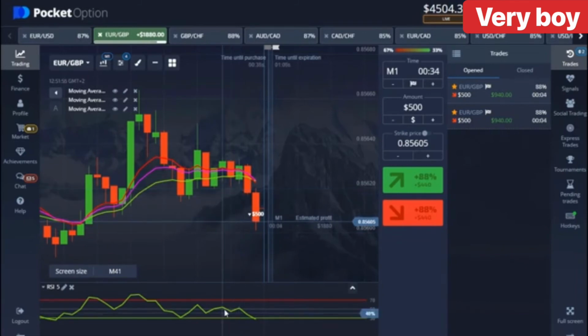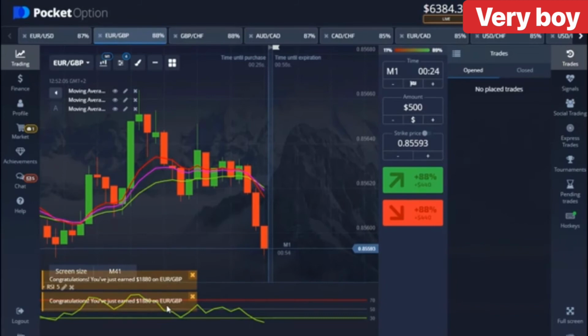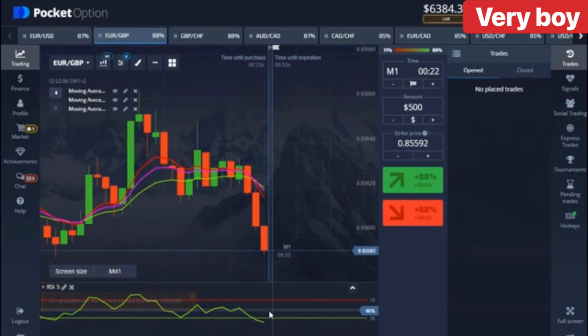And as you can see, our RSI is very strong in the oversold position, heading down along with the moving averages. So you should definitely know that it's going to be a good moment. As you can see, we're right there in the morning. You definitely know that it's going to be a good moment for you to enter the trade.